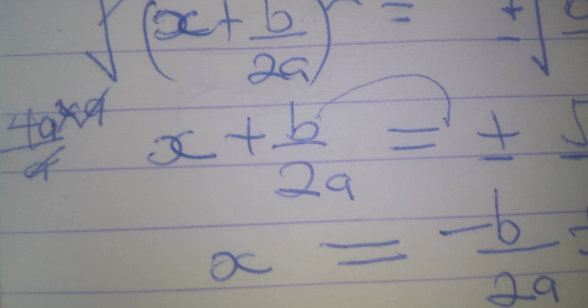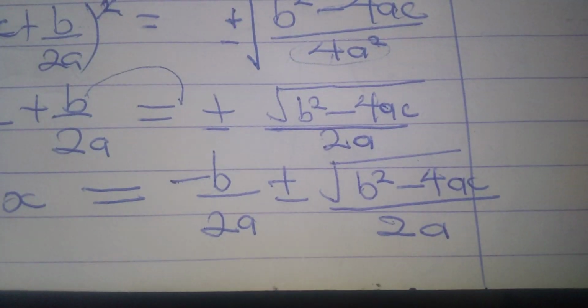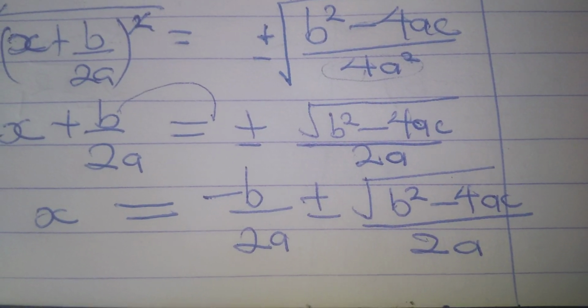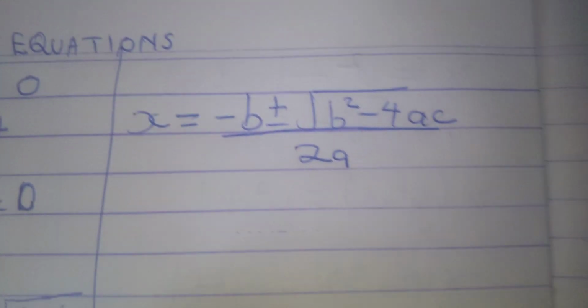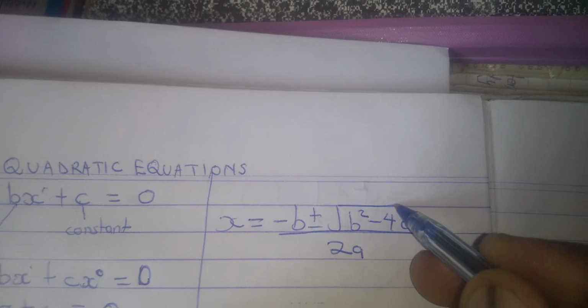So we have maintained the denominator. I think you can see that the 2a is common. We maintain that denominator as we have done here. So that's what we call the bulldozer formula.